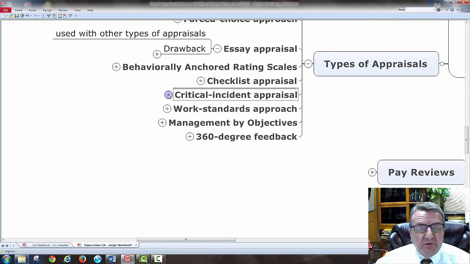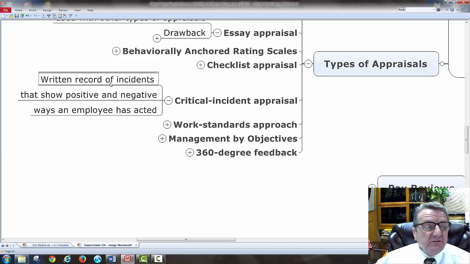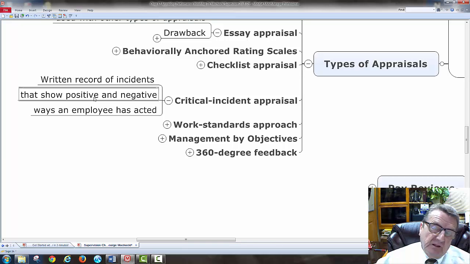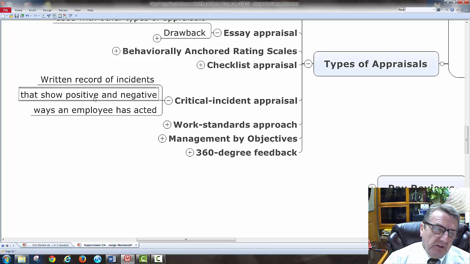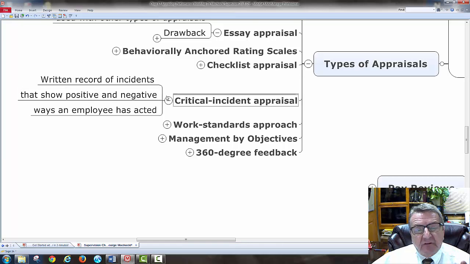Critical incidents appraisal is basically a record of incidents that shows positive and negative ways the employee has acted. You don't have to write a whole paragraph, a whole story. I had an individual working for me with direct reports who would write paragraphs. I said, "Time out, dude." Just write, "George, at this time I saw him do this." It's just a date and everything else. It'll come back to you. Trust me. After a while, all you need is the main points, just like I'm doing here in these mind maps.